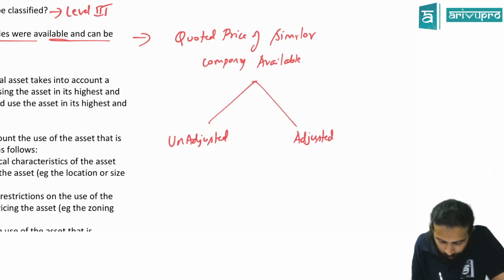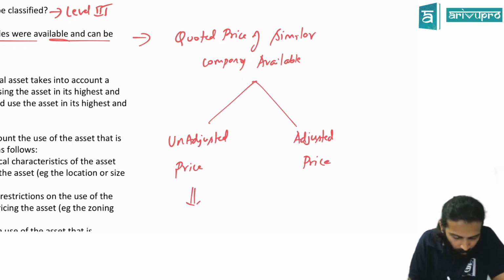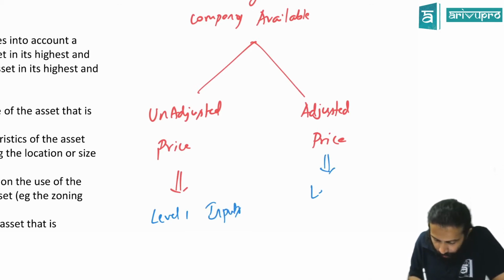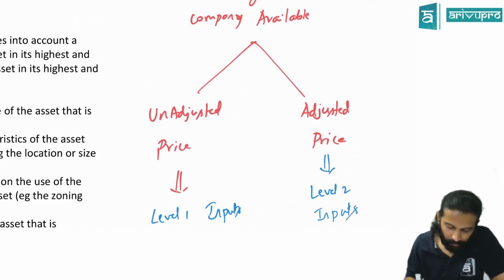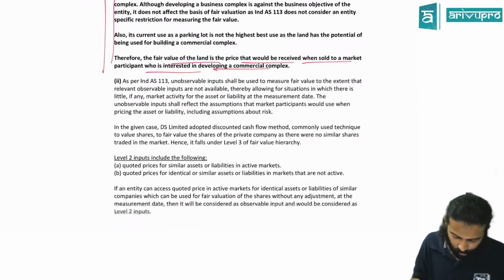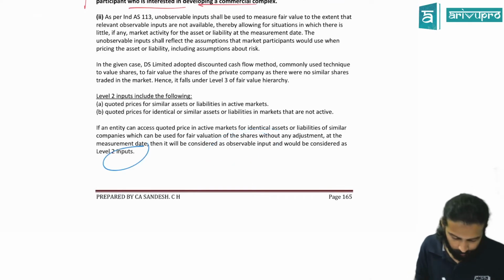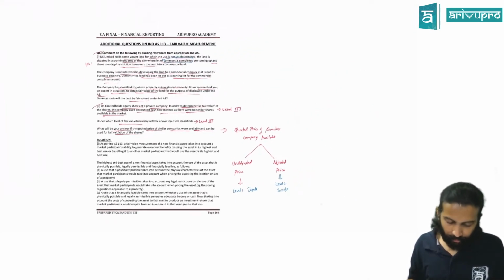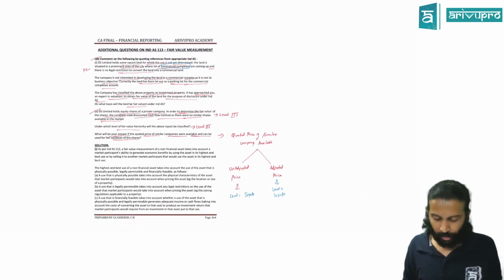Quoted price available. First you have to check whether it is an unadjusted price or an adjusted price. If it is an unadjusted price, then you will consider this as a Level 1 input. Or else you will consider this as a Level 2 input. Yes, no? Write like this, either as a chart or in words. Fine. Now they have given the answer as Level 2. I wouldn't suggest you do that. Write both. Easy. That's it, sir. All the questions on fair value measurement are also done. Chapter is over.